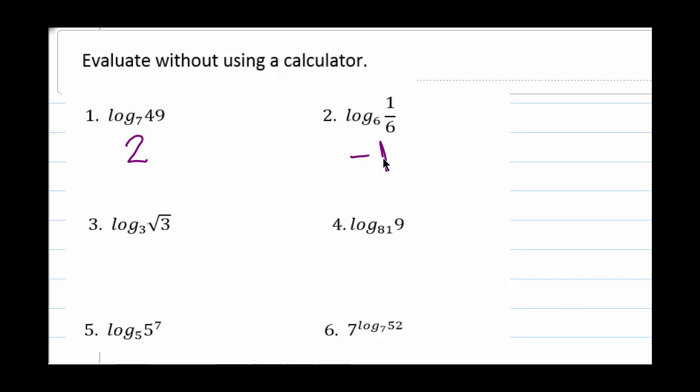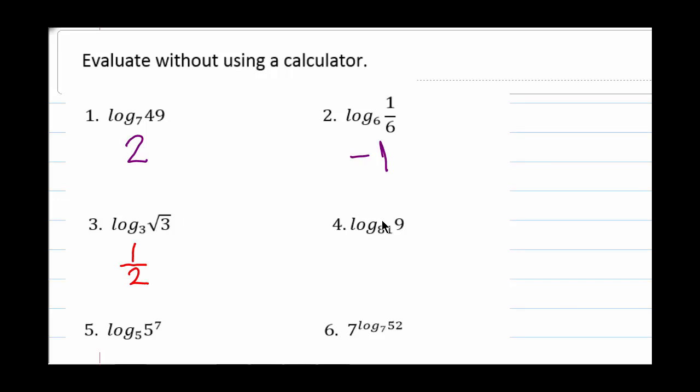All right, let's look at number 3. Log base 3 of the square root of 3. So what is my exponent on 3 when I have the square root of 3? Remember, my exponent here is 1. My index is 2, so my exponent is then 1/2. 3 is not a perfect square. That's why we have the square root of 3.